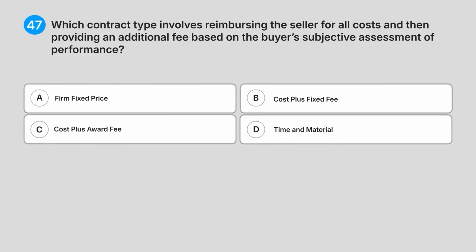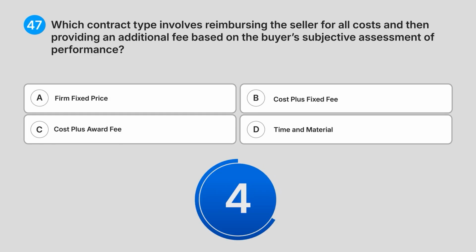47. Which contract type involves reimbursing the seller for all costs and then providing an additional fee based on the buyer's subjective assessment of performance? A. Firm fixed price. B. Cost plus fixed fee. C. Cost plus award fee. D. Time and material. What do you think is the answer?